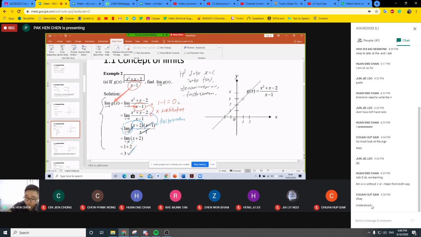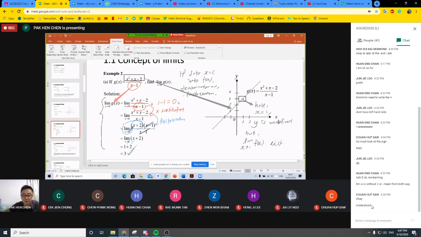But if we really draw it into a graph, it will be seen more clearly. For this graph, you are having a hole at that particular point. That means when x equals 1, y is actually undefined. The y is undefined at x equals 1, but the limit can exist.